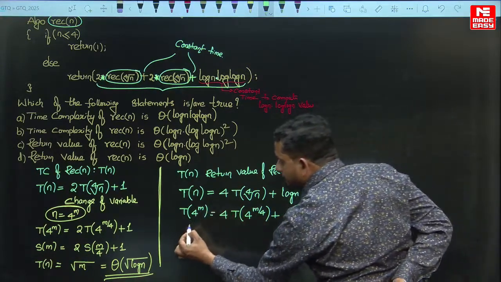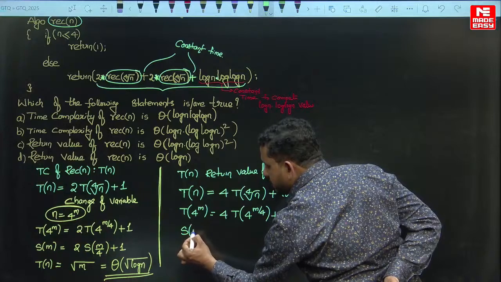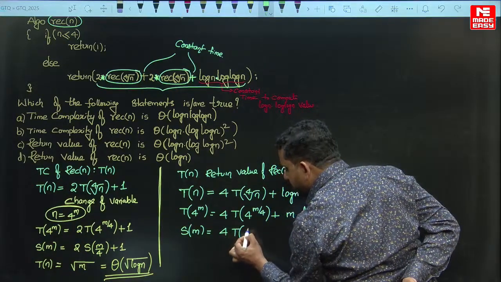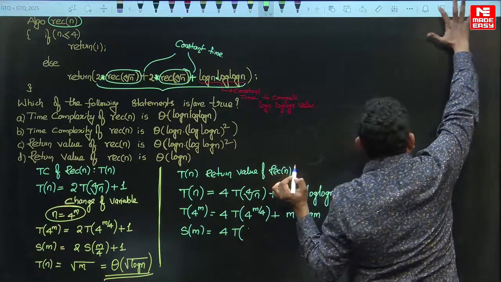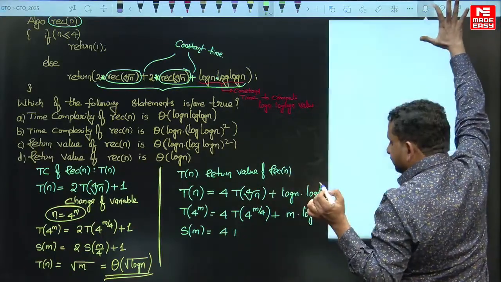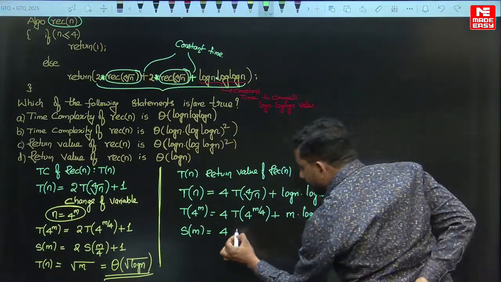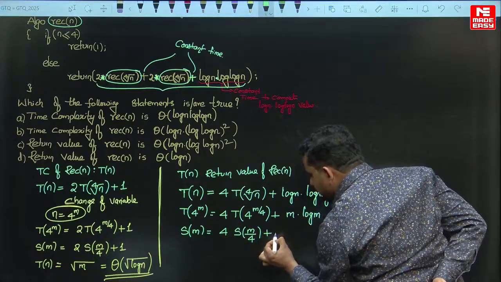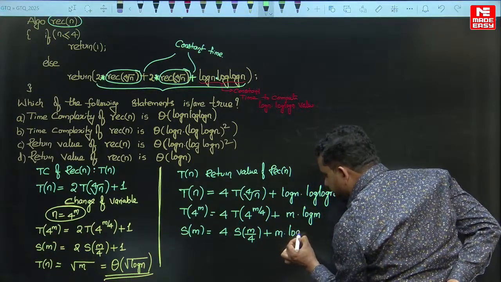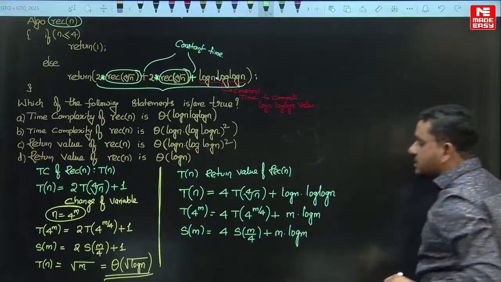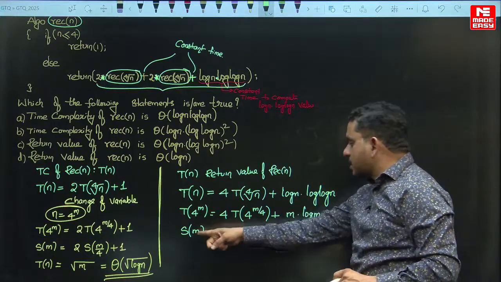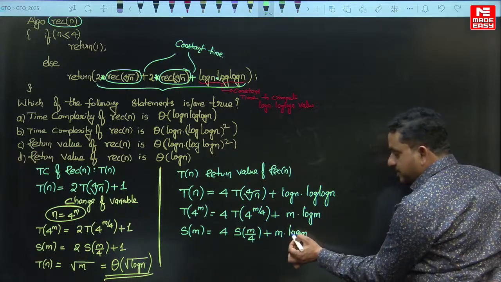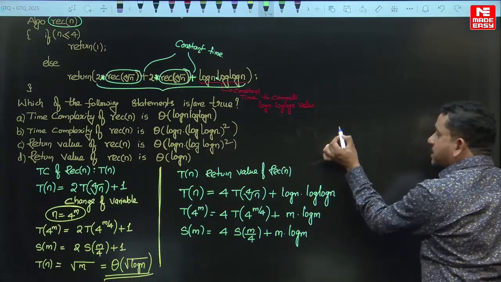So then t of 4 power m is changed to s of m, it becomes 4 times s of m by 4, plus m multiplied with log m. Now apply master theorem here. So master theorem, case 2 is applicable for this case.